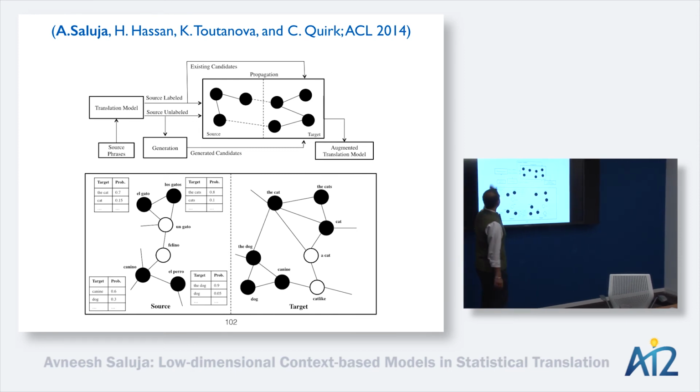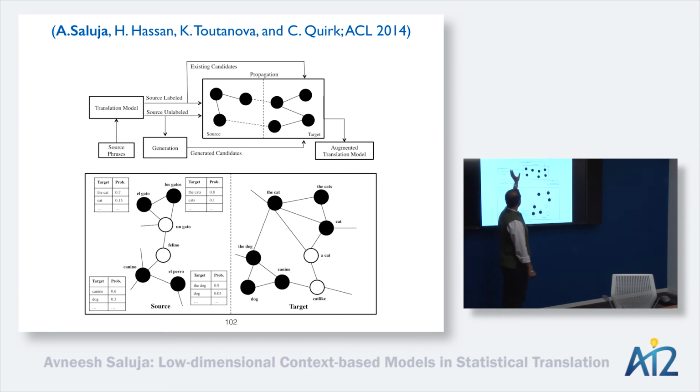So we have our translation model, an a priori translation model. We have a bunch of source phrases, say from an evaluation corpus. Some of them may be labeled, some of them may be unlabeled. The ones that are labeled and unlabeled, we embed them all in a graph together. We do a couple of extra things, including this generation step, which I'll talk about briefly.